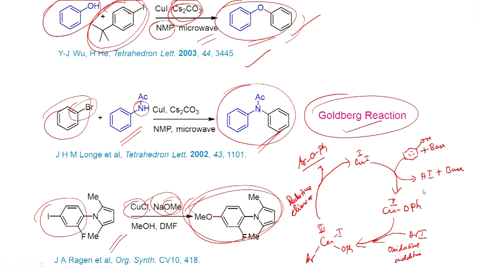First, what happens here: whether amine, phenol, or amide, it undergoes reaction with the base, and you can make the anion, which can act as a nucleophile and undergo reaction with the copper(I) halide or copper(I) species. You will be able to form this compound. Once you form this one, it can now undergo oxidative addition with the aryl halide, and you will have this copper(III) intermediate. Once we have this one, it can give the product by reductive elimination, where you generate the copper(I) species to complete the catalytic cycle.